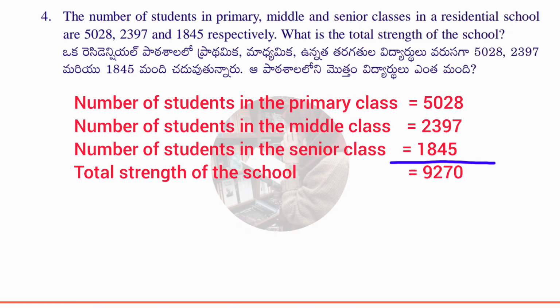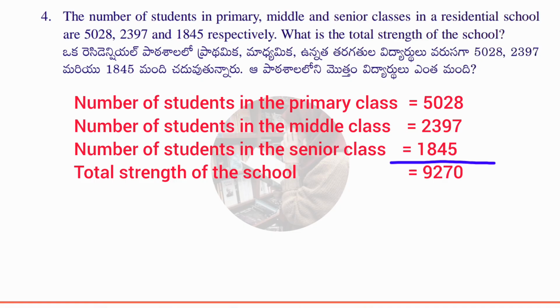Okay, let's see the answer. Number of students in the primary class is 5,028. Next, number of students in the middle class is 2,397. Next, number of students in the senior class is 1,845. So please count it down, do the addition. Then total strength of the school is 9,270. Okay, got it guys? Please write it down neatly.